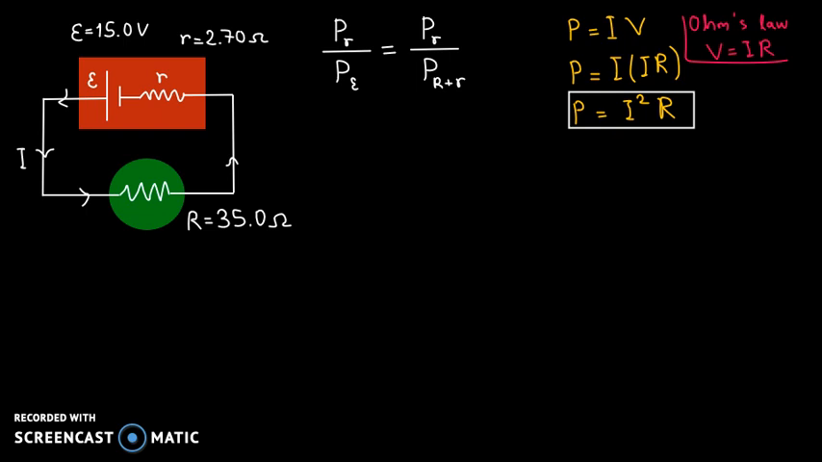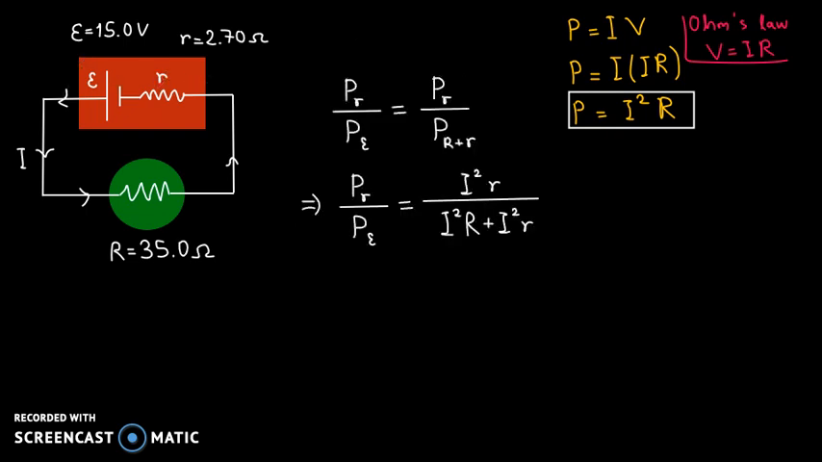Now let's go back to our initial equation for the ratio of the powers and substitute this definition of the power formula. So here it is. The ratio that we're looking for is the power dissipated by the internal resistance divided by the power dissipated by the light bulb plus the power dissipated by the internal resistance. Now we have I squared in every term, so the I squares cancel. And this is what we get after the simplification.